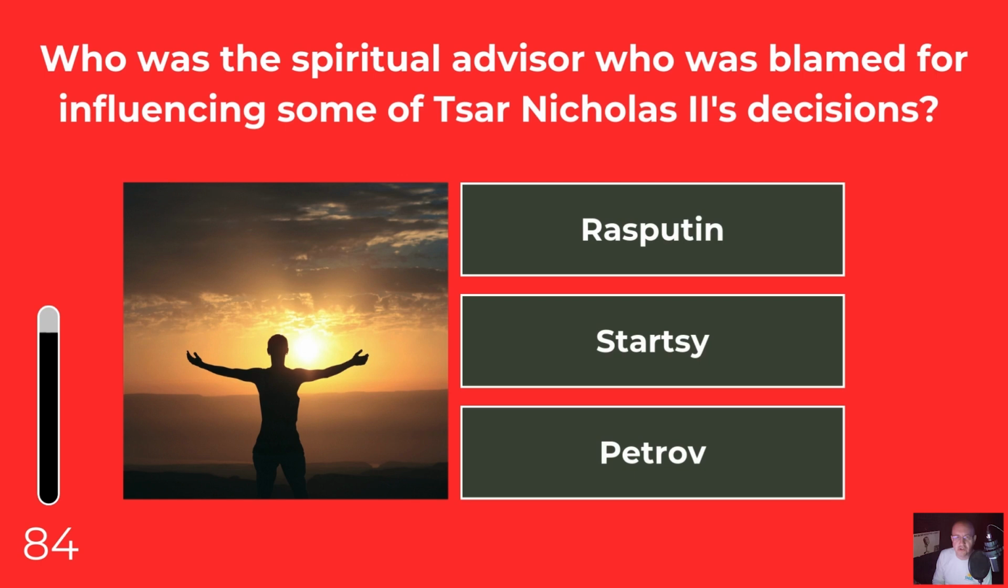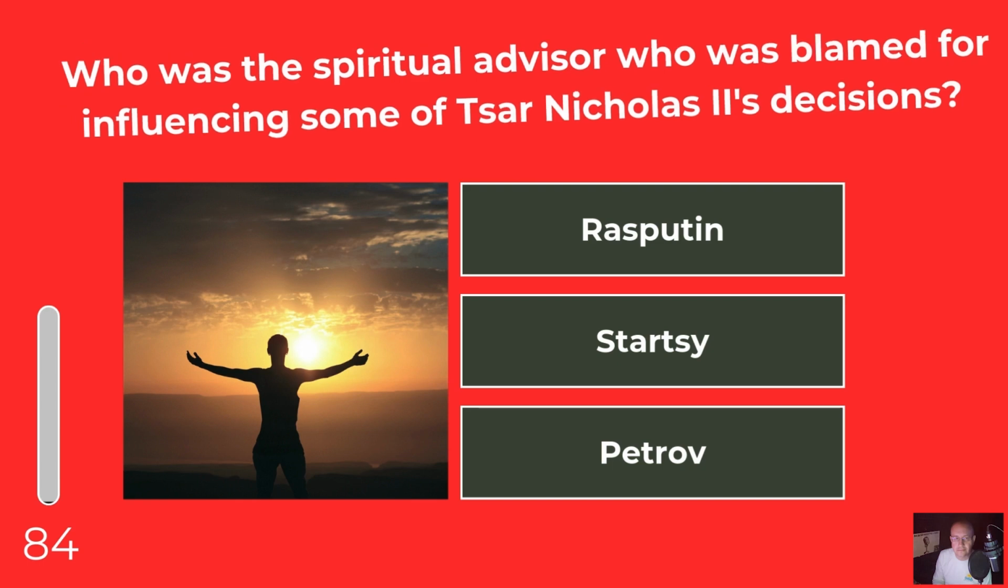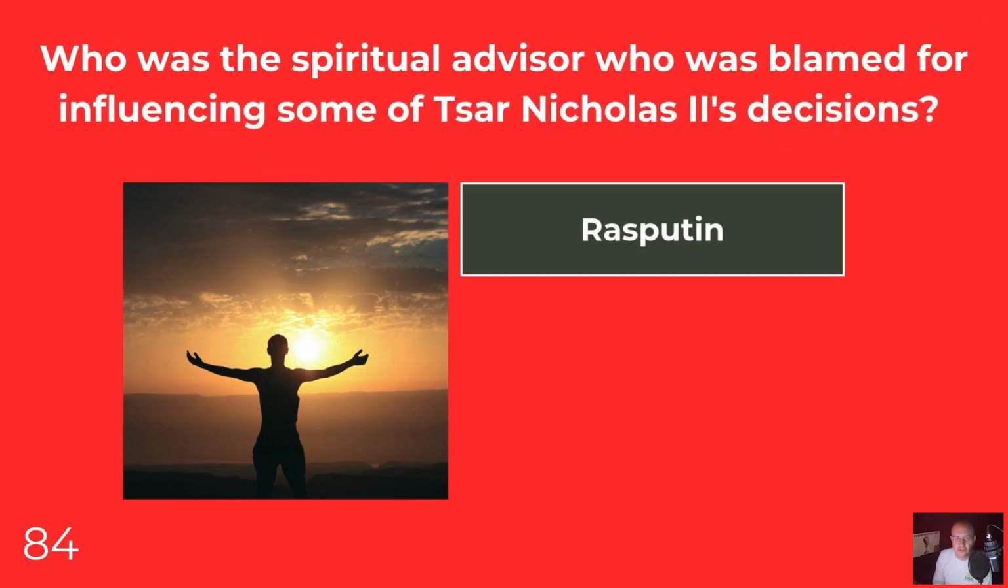Who was the spiritual advisor who was blamed for influencing some of Tsar Nicholas II's decisions? Was it Rasputin, Starsky, or Petrov? That spiritual advisor was Rasputin.